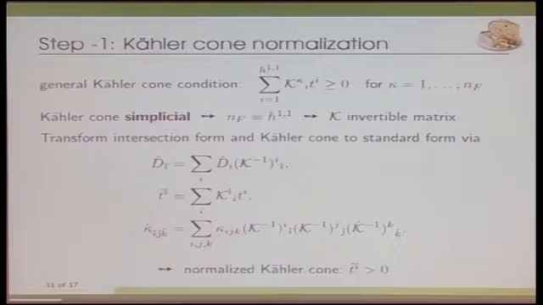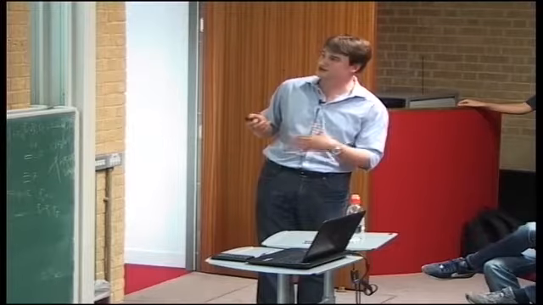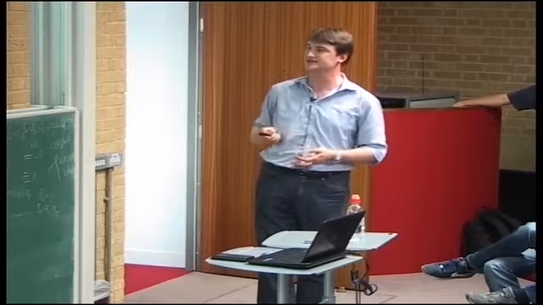So we transform the intersection form, the divisor basis, and also the Kähler cone, so that we get a nice normalized Kähler cone, which immensely simplifies our Kähler cone condition. And this would be our final set of equations in order to identify a Swiss cheese manifold. Like I said, we now have to solve for all the variables that are in there, and it's still quite a demanding task. The number of free variables in this unchanged basis grows immensely.